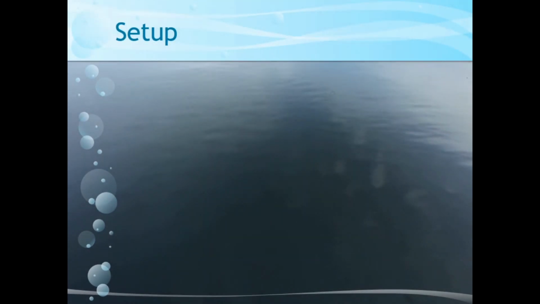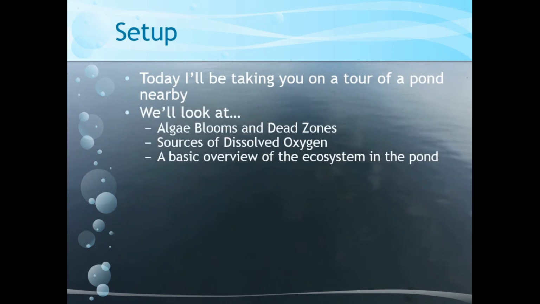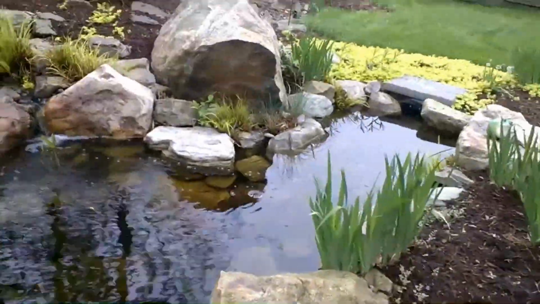So the setup today is we're taking a tour of a little pond nearby my house. And we're looking at three things today: algae blooms and the dead zones associated with them, sources of dissolved oxygen, and a basic overview of the ecosystem that is present in the pond. Now, this is the pond that we'll be looking at.